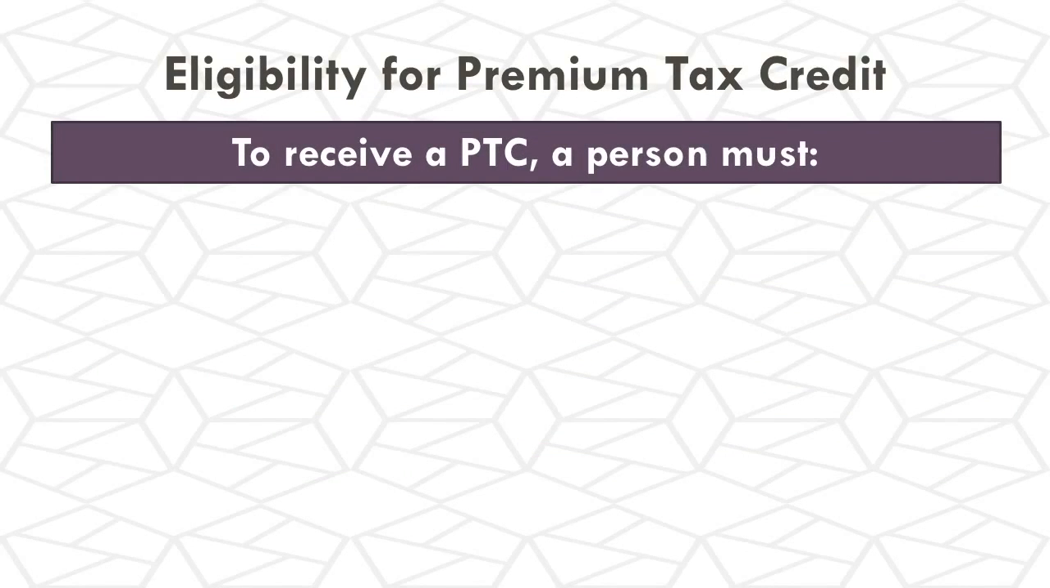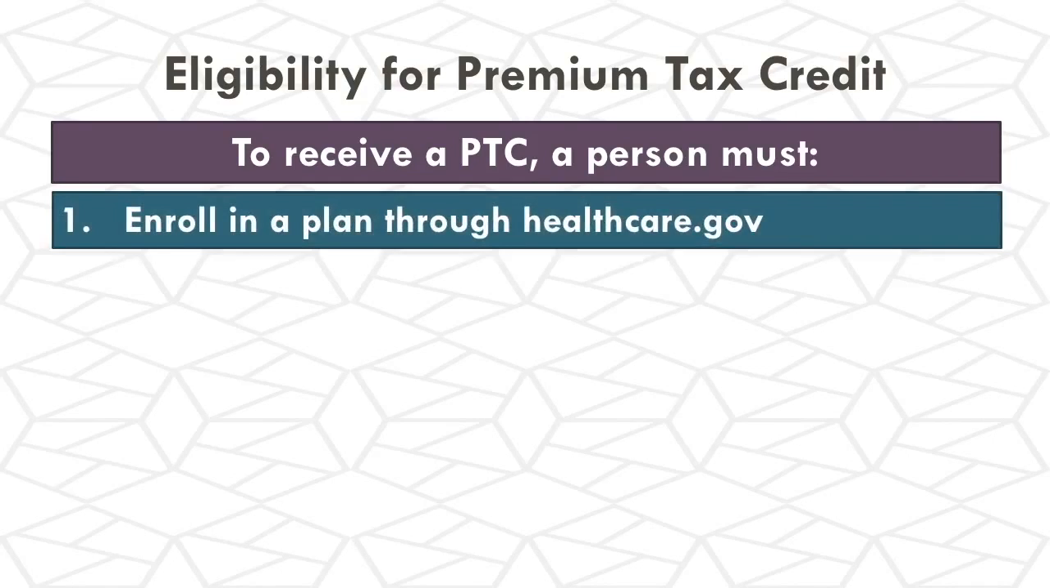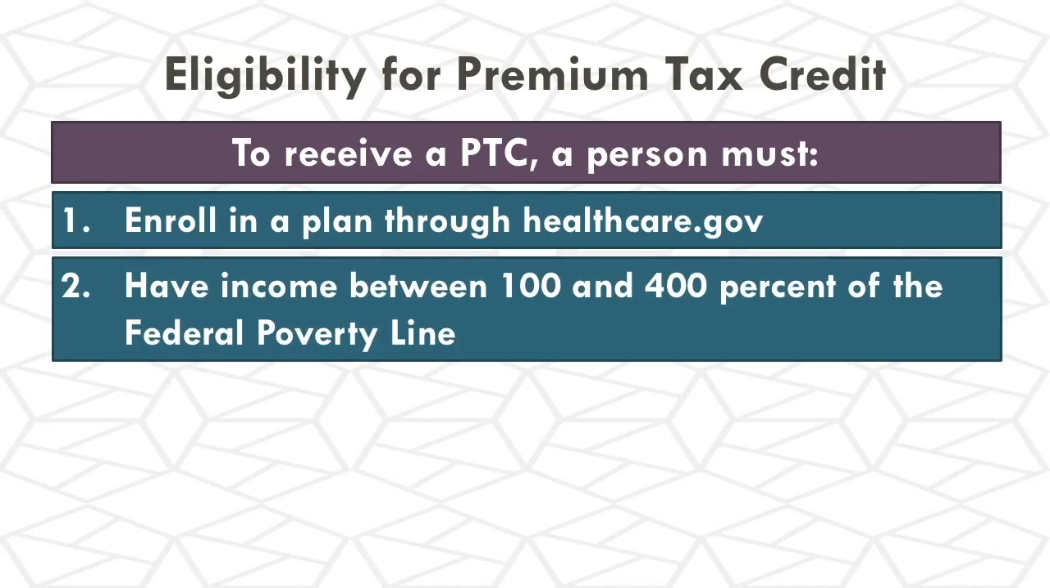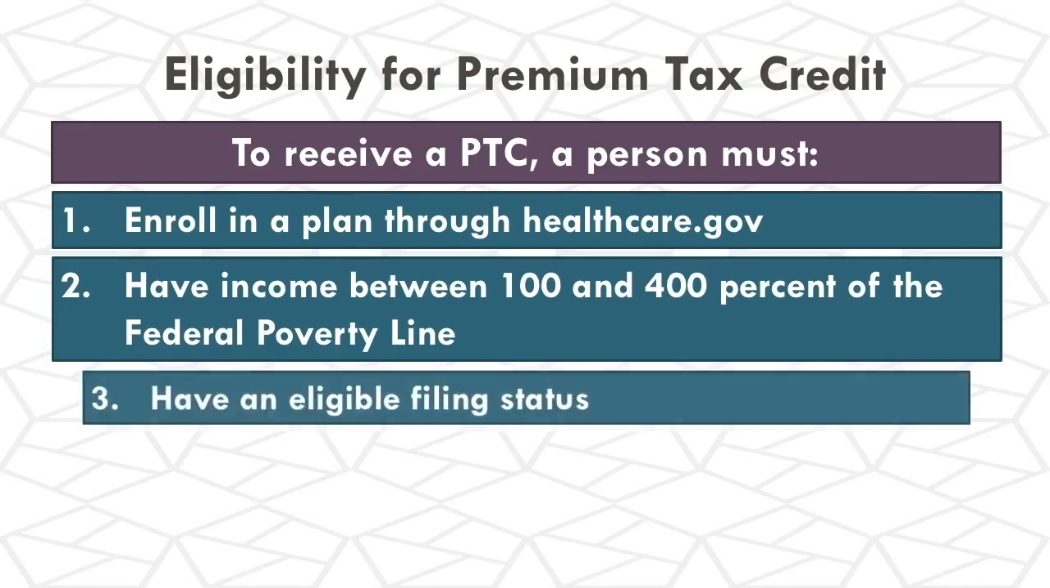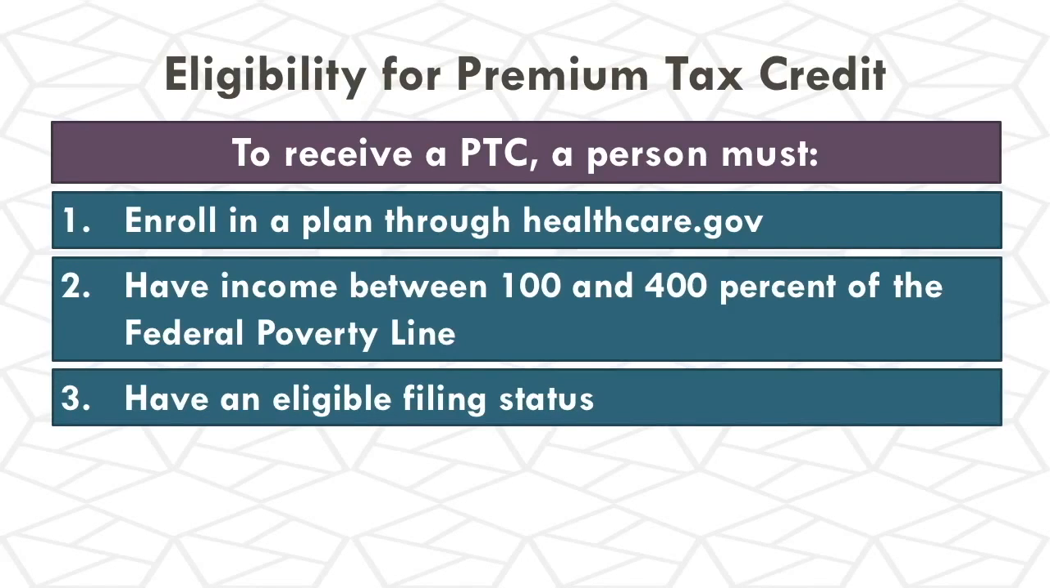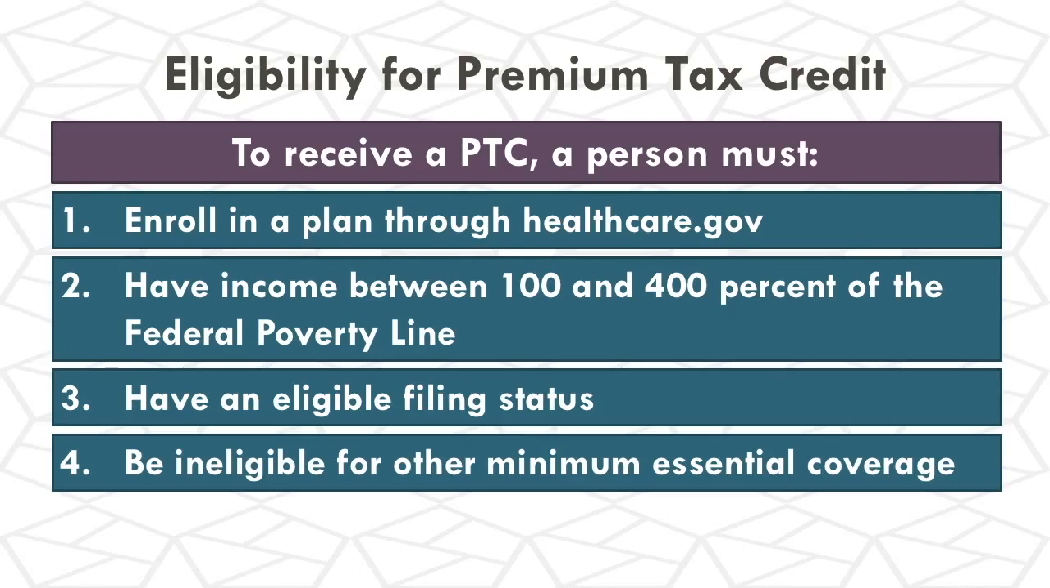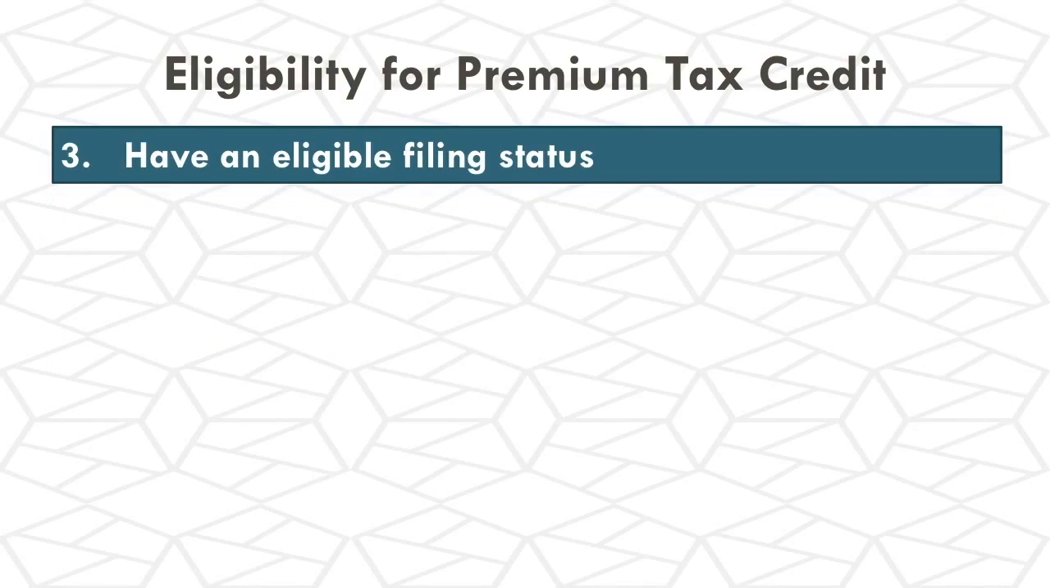So to receive a premium tax credit, a person must enroll in a plan through healthcare.gov. That's important. It's not available to those who did not enroll through healthcare.gov or through state exchanges. They must have income between 100 and 400% of the federal poverty line. They must have an eligible filing status, and they must be ineligible for other minimum essential coverage. So if they can receive coverage through their employer, they are not eligible for a premium tax credit through the marketplace.